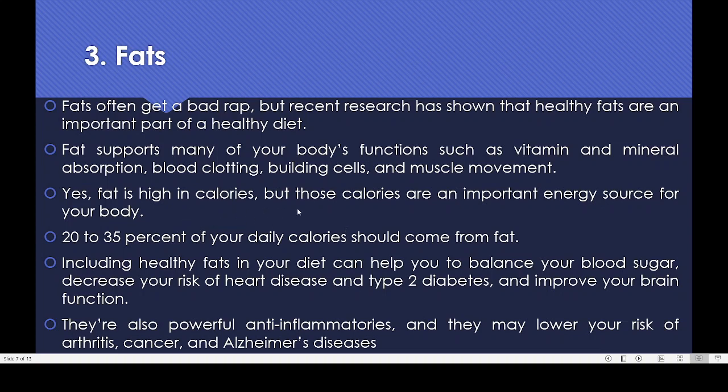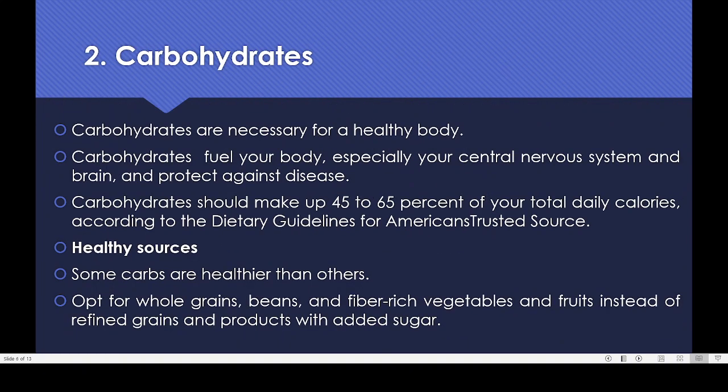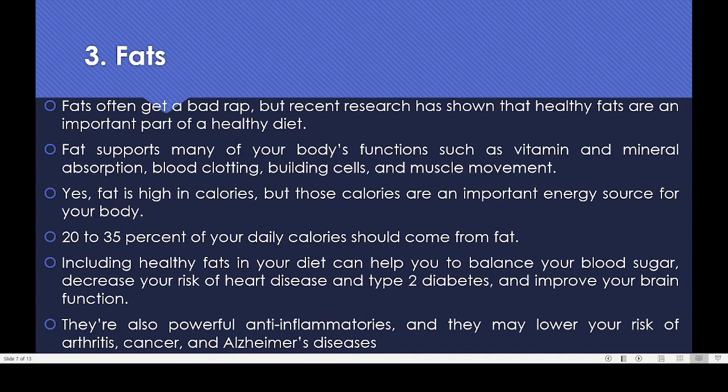So fat is high in calories, and those calories are important energy sources for your body. Normally 20 to 35% of your daily calorie needs should come from fat. Here you can see that 45 to 65% should be from carbohydrate, then 20 to 35% should be from fat, and the remaining should come from protein, etc.